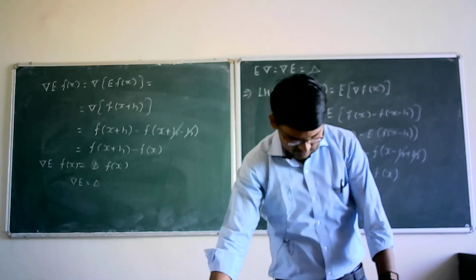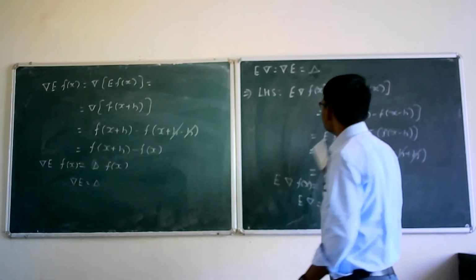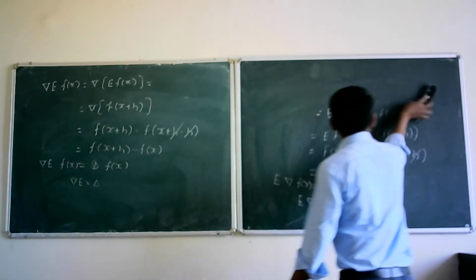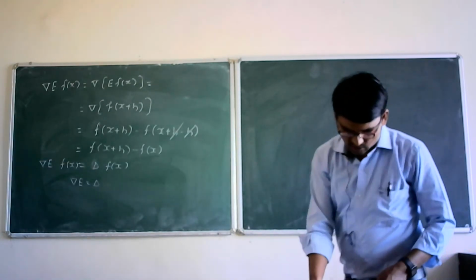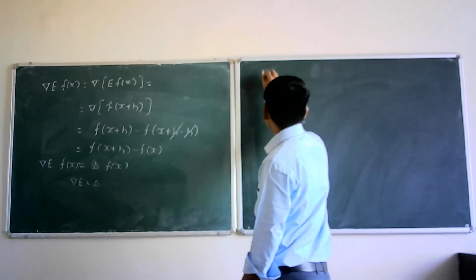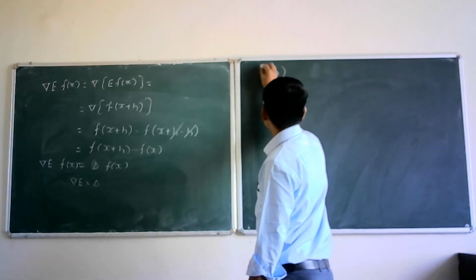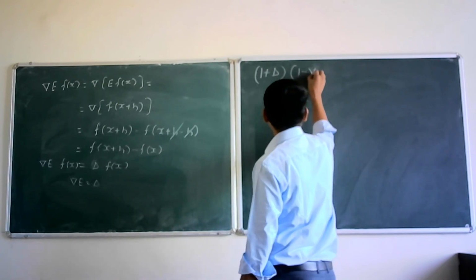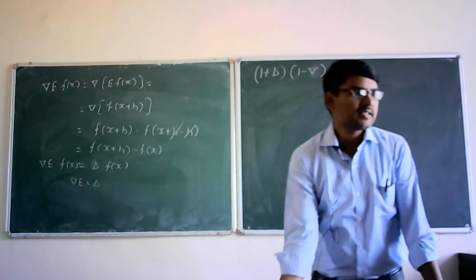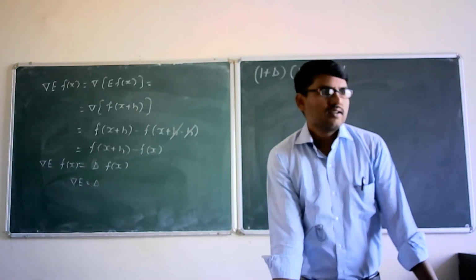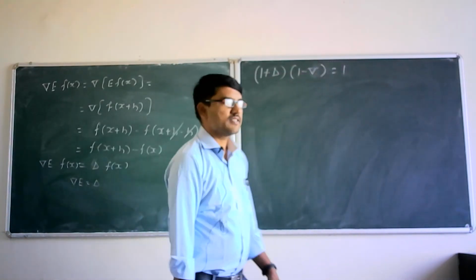Now next, prove that, or show that, 1 plus delta into 1 minus del is equal to 1. You want to prove this? 1 plus delta into 1 minus del is equal to 1.